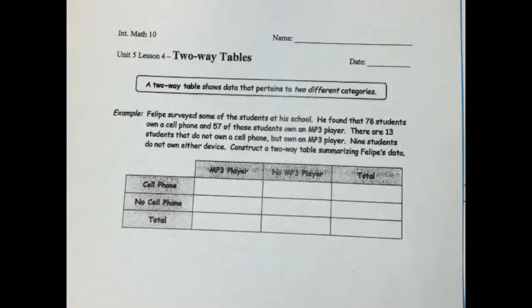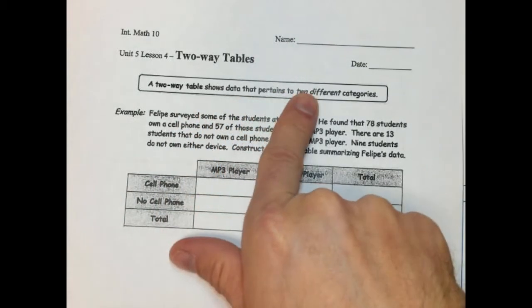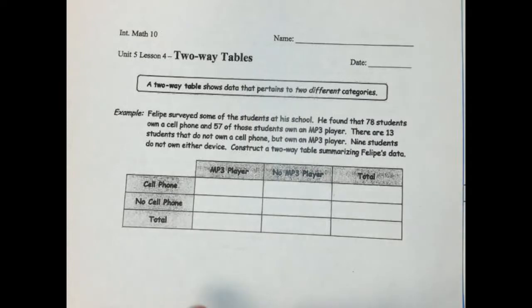Hey everybody, today we're going to talk about two-way tables. So let's get right to it. A two-way table shows data that pertains to two different categories. We have an example here we're going to go through.